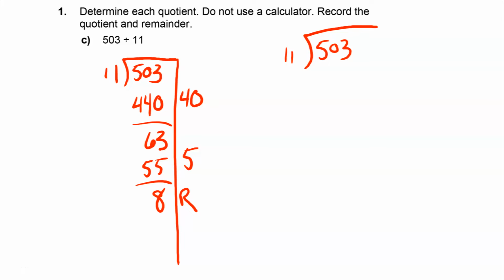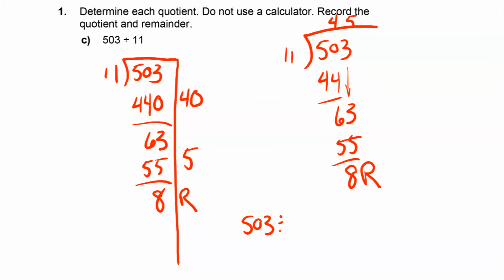Let's try it the more traditional way. The number of 11s that go into 50: 4 is 44. 50 minus 44 is 6. Bring down the 3, 63. 5 times 11 is 55. And 8 remainder again. So in conclusion, 503 divided by 11 is equal to 45 with a remainder of 8.